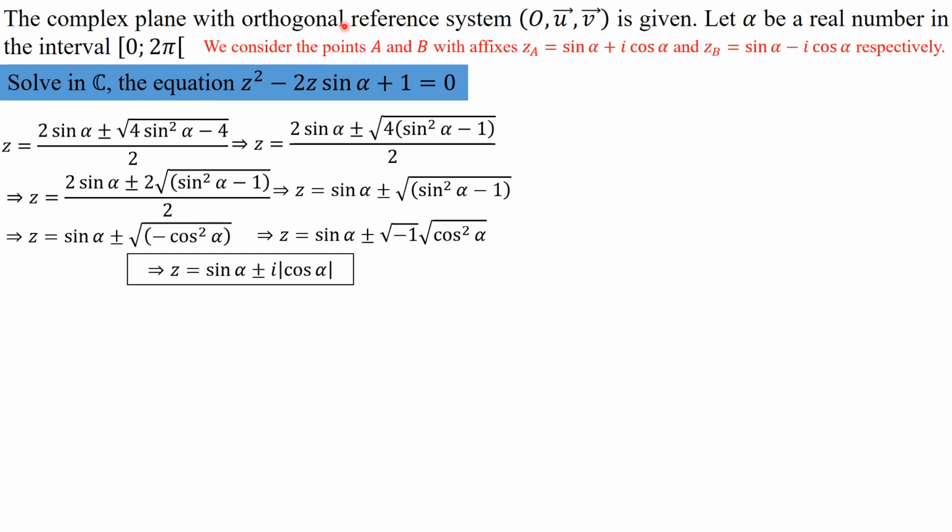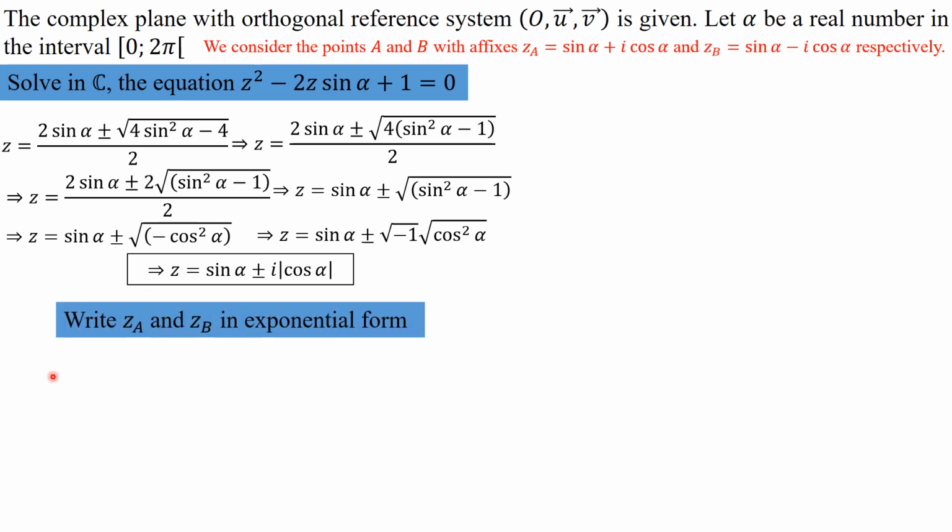Next, we consider the points A and B with affixes za equal to sine alpha plus i cos alpha and zb equal to sine alpha minus i cos alpha respectively. Write za and zb in the exponential form. Alright, so we are going to begin by writing za in the exponential form.